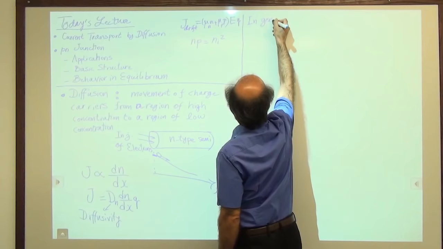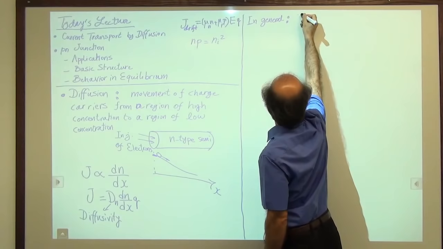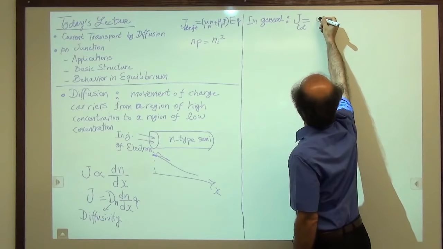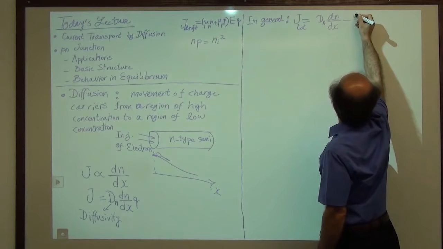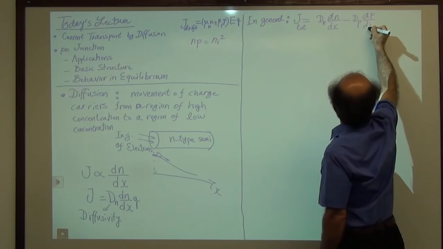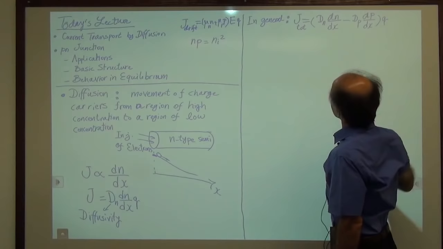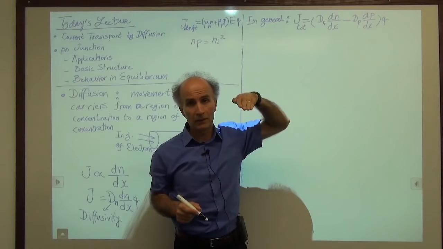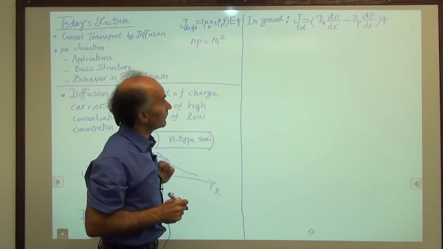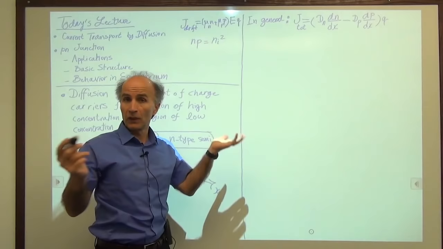So in general, if we have both electron concentration gradients and hole concentration gradients, the total current density is given by, starting from electrons, we write dn, the derivative of n with respect to x, minus D p, the derivative of holes with respect to x, and then the whole thing multiplied by electron charge. So again, you need to prove to yourself that in this case, this sign is positive and this sign is negative when we consider the gradient in hole concentration and the gradient in electron concentration. All right, so that's a nice little equation that we have for diffusion. We don't need an electric field, we just have different concentrations at different points in a semiconductor.